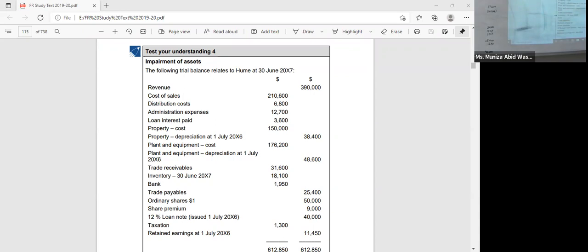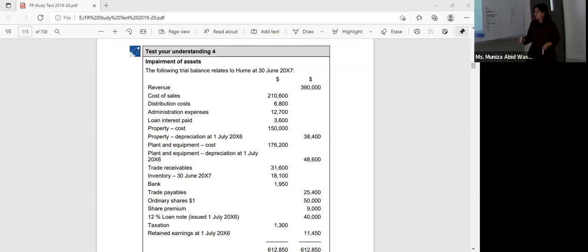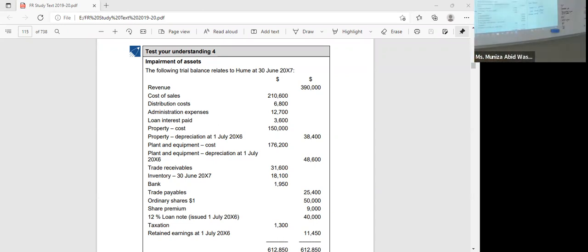We do get profit before tax, and then we do deduct tax expense. So tax expense estimation, we are going to see how much it is, and in that taxation we are going to add our under provision as well. Under provision is 1,300. So we are going to see in the adjustments how much current year taxation is there. Then students, we have retained earnings at 1st July 2006, opening retained earnings.